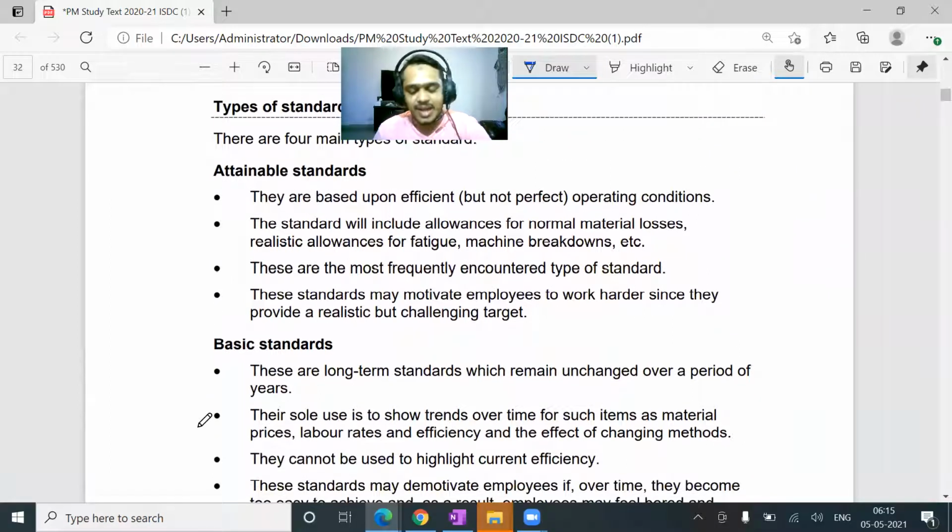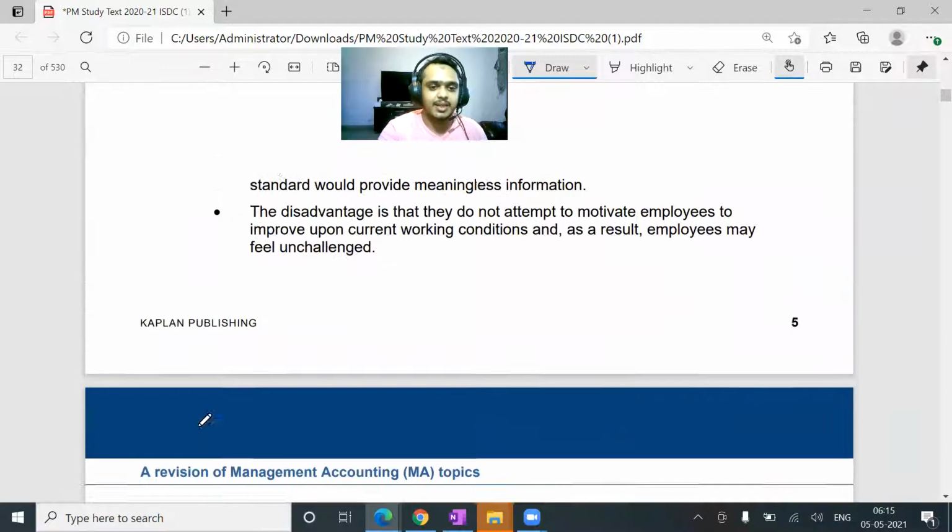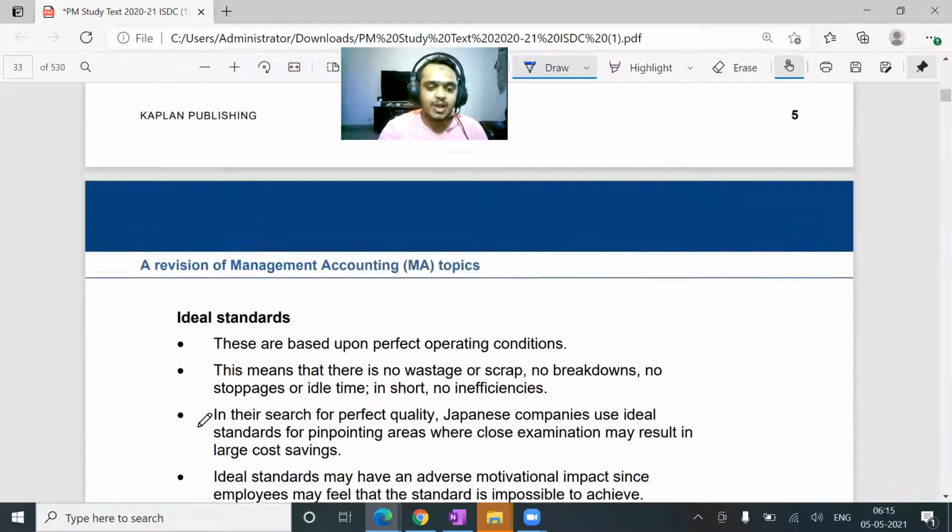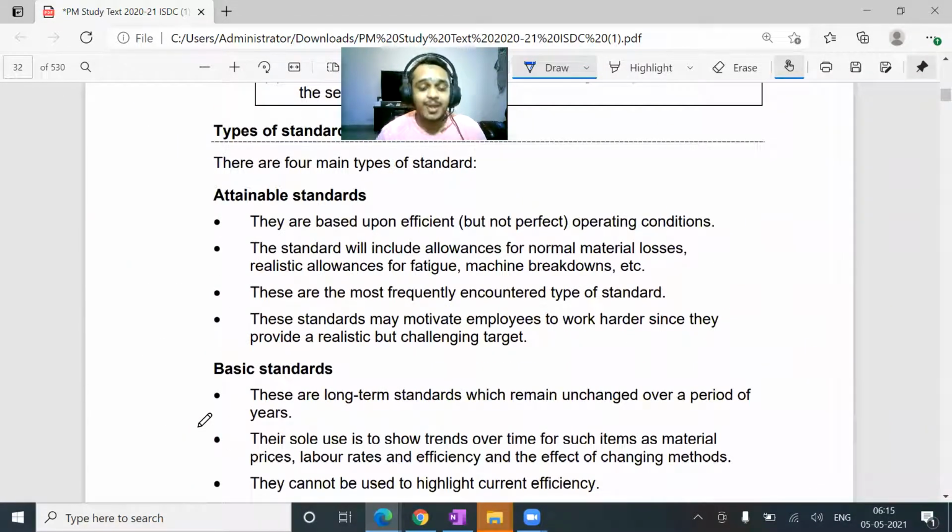Then types of standards. One is the attainable standards, then comes the basic standards, and then your current standards and your ideal standards. Now, how do you make these standards according to the organization? You need to understand that attainable standards are something which, suppose I have to do your performance management classes, what is the attainable standard? 1 hour in a day, 1.5 hour in a day, attainable.